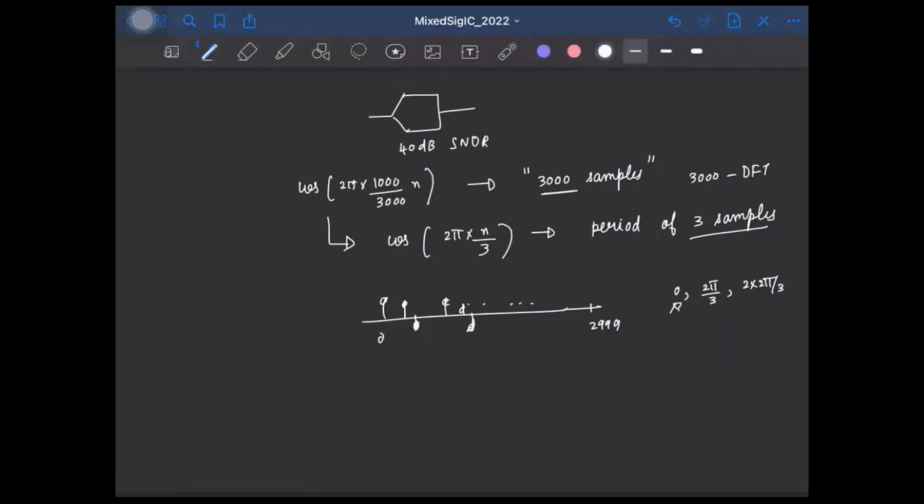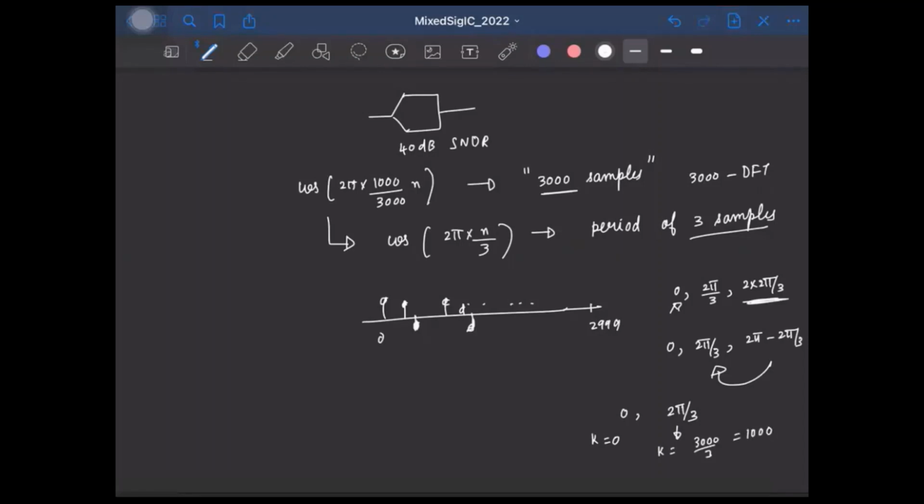Okay. And even in these 3, we have 0, 2 pi by 3. 4 pi by 3 is greater than pi, right? So how will it look? It will be same as 2 pi minus 2 pi by 3, isn't it? So which means even this frequency, 4 pi by 3, when you look at the one-sided spectrum, it will fall on the same frequency, 2 pi by 3. Okay, so essentially we will have only these 2 frequencies showing up in the spectrum. And this corresponds to our 0th bin. And this corresponds to 2 pi by 3000, right? So 3000 by 3, that is 1000. And that's what we saw, right?